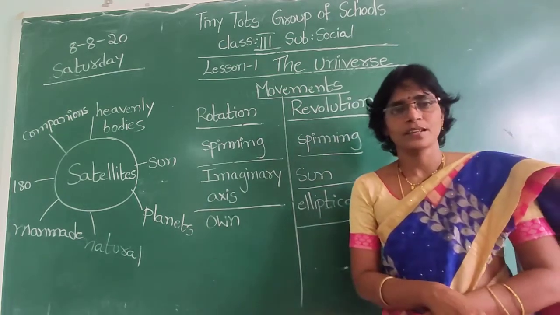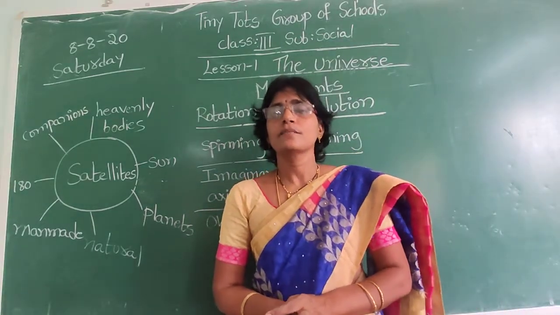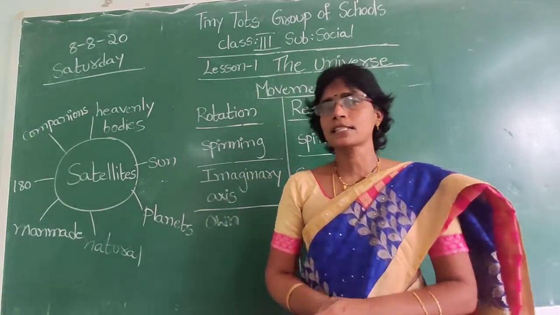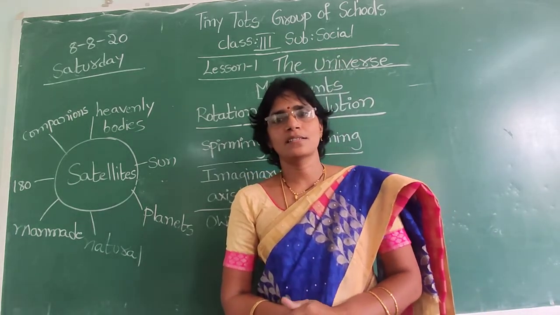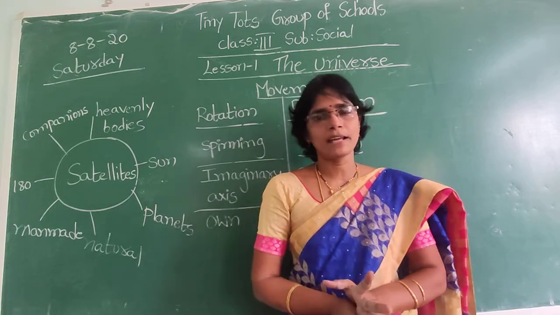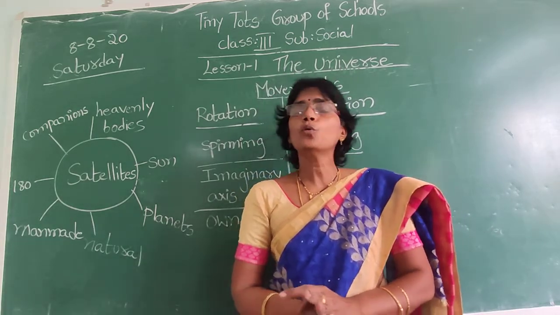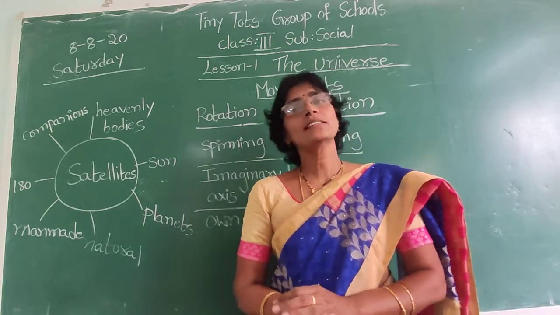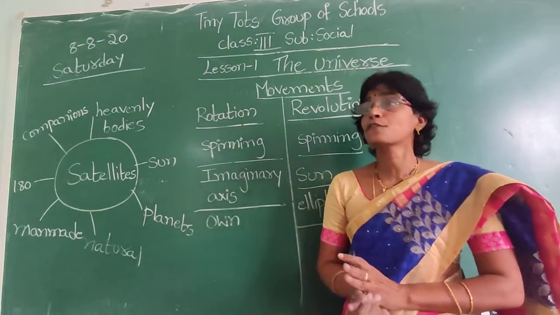This is about the universe. I'll ask you four questions. You must say true or false. See, Uranus is the biggest planet. Is this true or false? False. Mercury is the red planet. Is this true or false? False. Moon is the satellite. Is this true or false? True. Moon is the satellite for Earth.